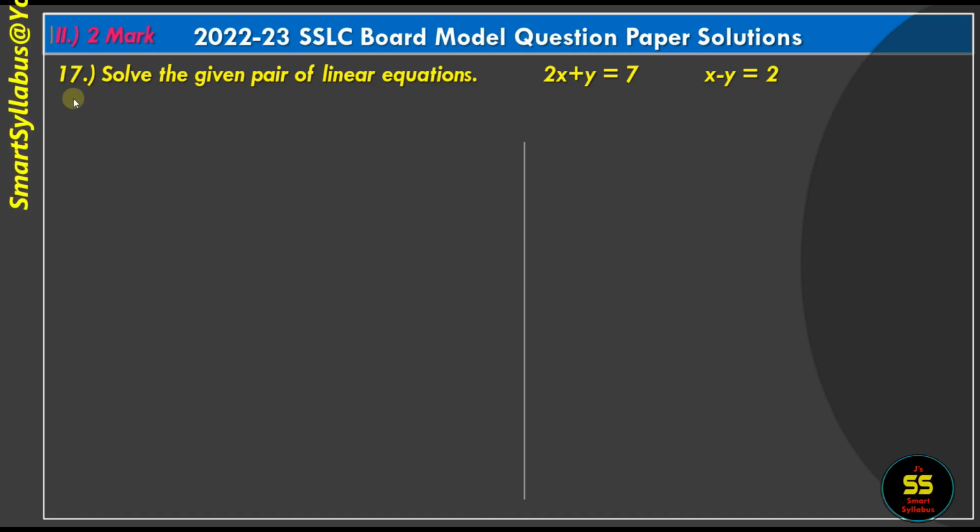Now we'll continue with the 17th question. From here onwards, 2 more questions begin in your question paper. The first question is under the 2-mark question section. Solve the given pair of linear equations: 2x plus y is equal to 7 and x minus y is equal to 2.